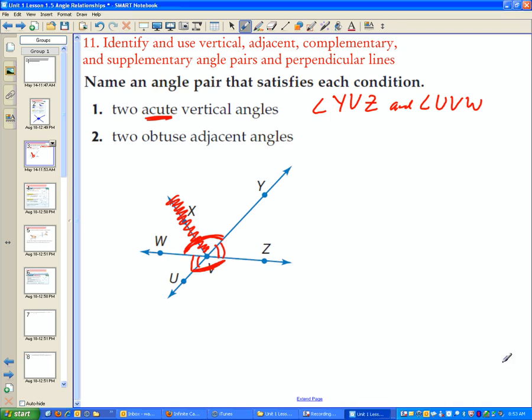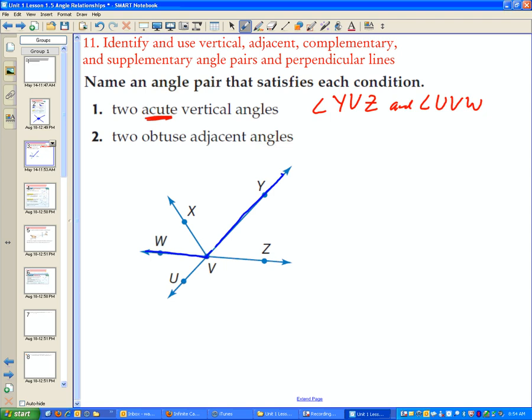All right, number 2. Two obtuse adjacent angles. All right, now this one's a little more complicated. We need a pair of obtuse angles that are adjacent to each other. So they must be adjacent to each other, and they must both be obtuse. What do you think, Dan? W, V, Y, that's definitely obtuse.